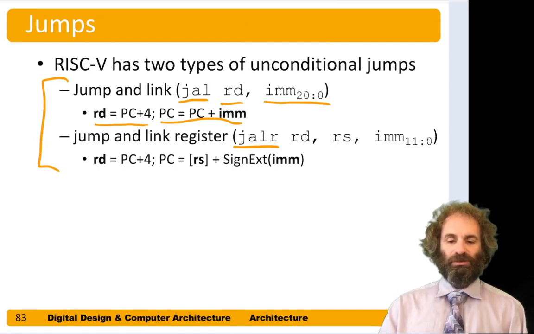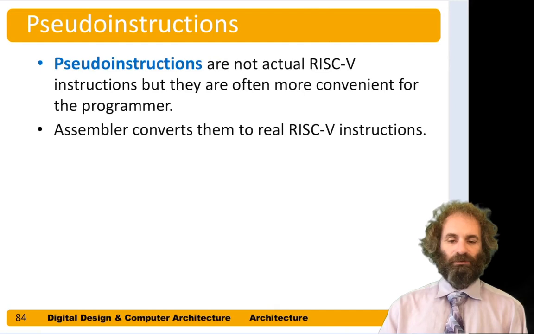Jump and link register is similar, but instead of taking an offset to add to the program counter, it takes a source register and immediate. And it sets the PC to the source register plus the immediate, as well as linking the return address into RD. So those two jumps are actually enough to do everything. However, from the programmer's point of view, we don't always need all of that capability.